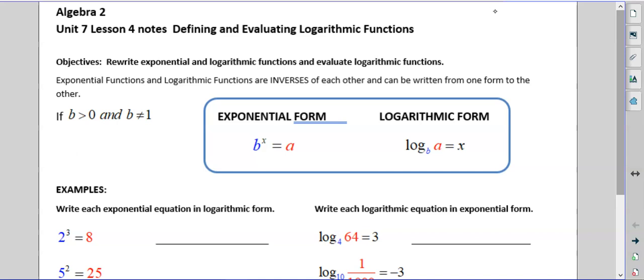7.4. Now we're getting into logarithms, the whole journey on this chapter. These two are inverses of each other. If you remember earlier in the year when we switched x and y, when we talked about inverses, same concept here. We're just doing the inverse. So log is the inverse of exponential, exponential is the inverse of log.